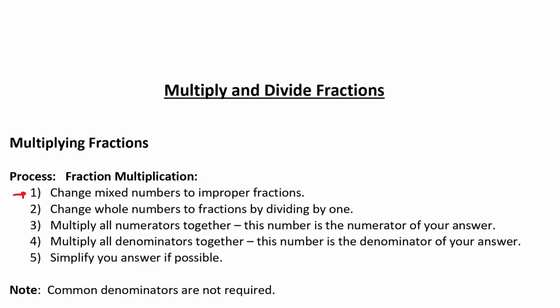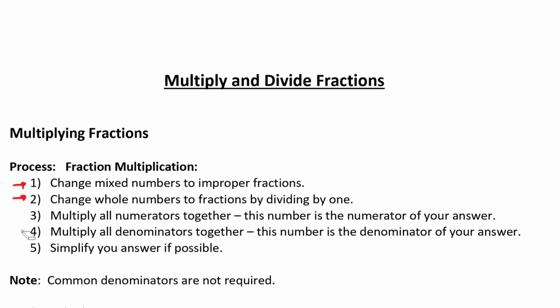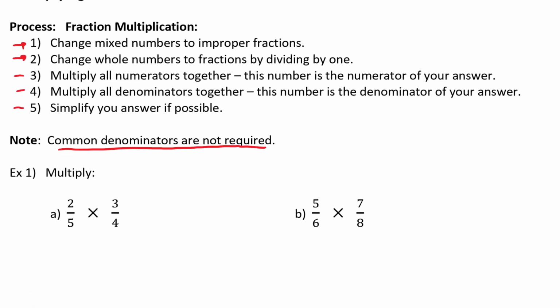Step number 1. Change any mixed numbers to improper fractions. Hopefully you've had a lot of practice at this and you've gotten quite good at it. Next, change any whole numbers into fractions by placing them over a denominator of 1. We then multiply all the numerators together, and this new value becomes the new numerator. We then multiply all the denominators together, and this new value becomes the new denominator. Finally, as always, see if we can simplify our fraction. Again, common denominators are not required. Let's look at our first example here.